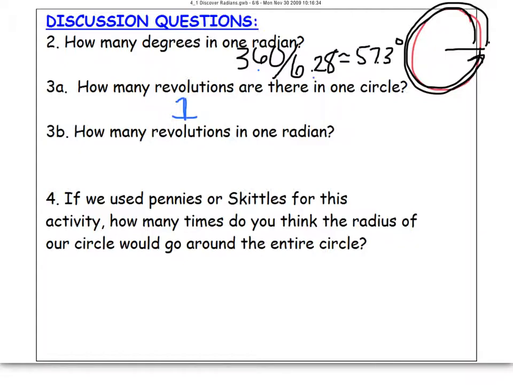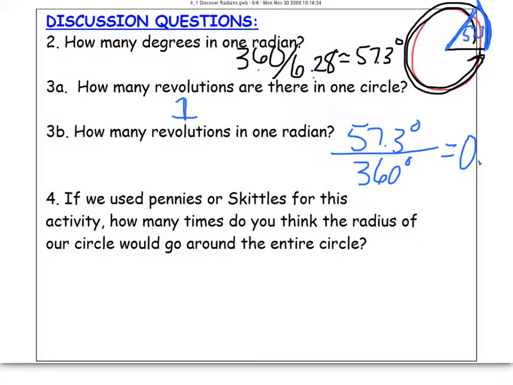3b wants to know how many revolutions in 1 radian. Well, remember, we just said 1 radian was about this length. It's also about 57.3 degrees. Well, how many revolutions is that? Well, one way you could do it is say this. You could say there's 57.3 degrees in our 1 radian movement here, but a full circle is 360 degrees. So if you simplify this, you're going to get 0.16 revolutions.